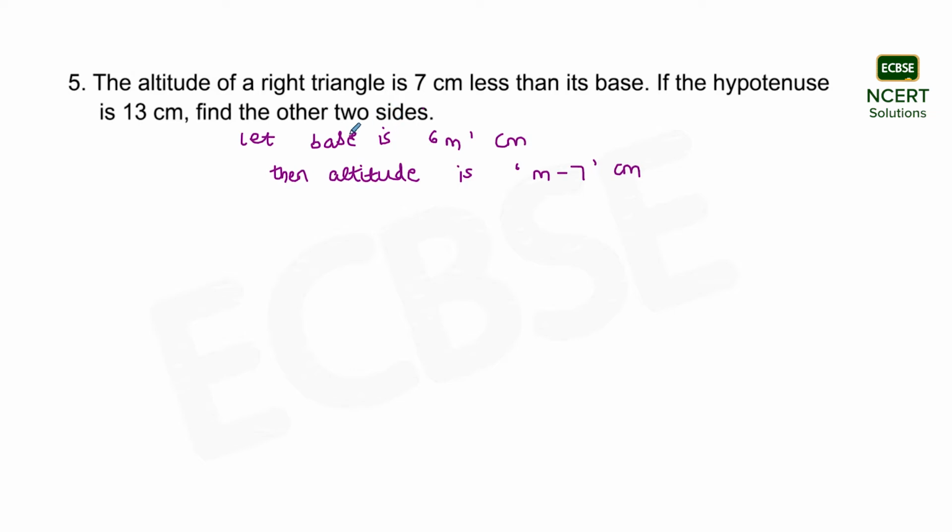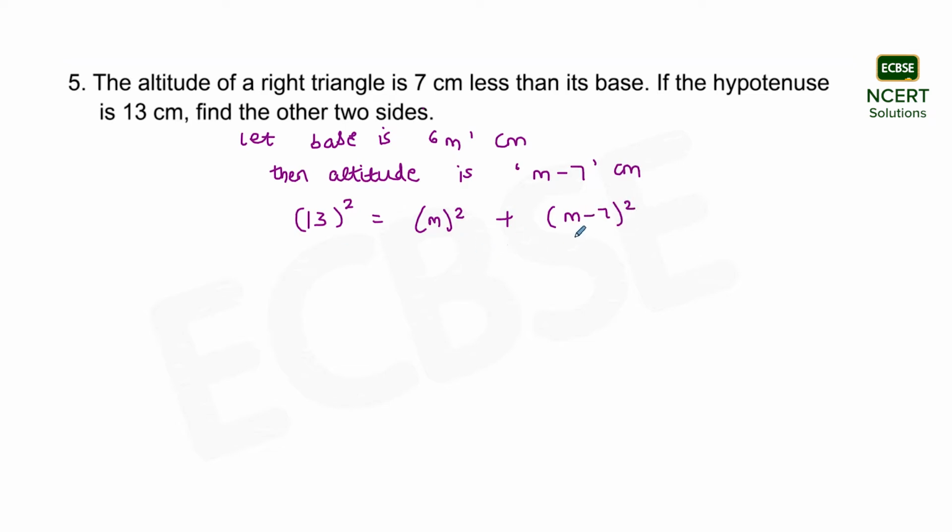And we know the relationship between the hypotenuse, base and altitude of a right triangle. What is it? Hypotenuse square is equal to base square plus altitude square. So applying the values given, here it will be 13 square, that is hypotenuse square, is equal to base square, that is m square, plus altitude square, that is (m minus 7) square.